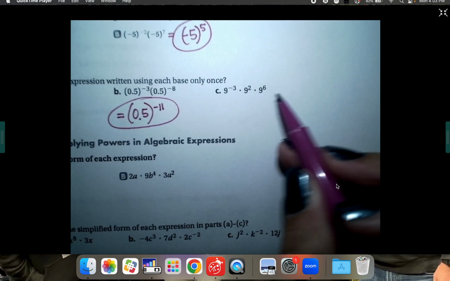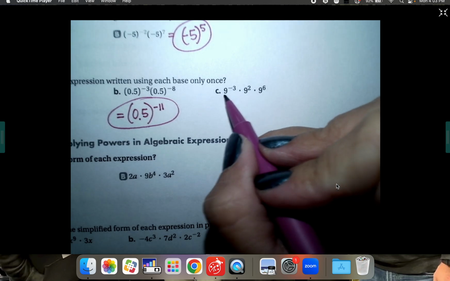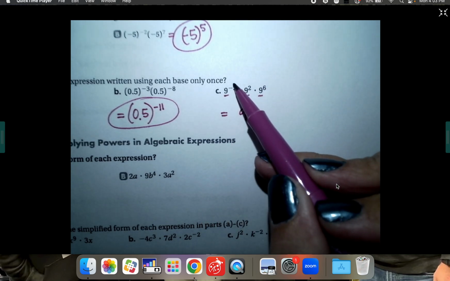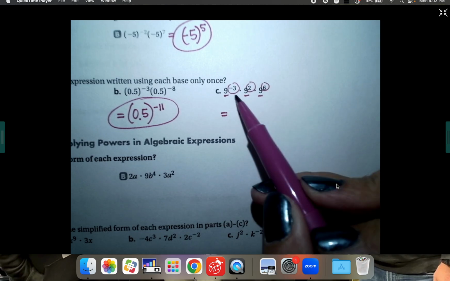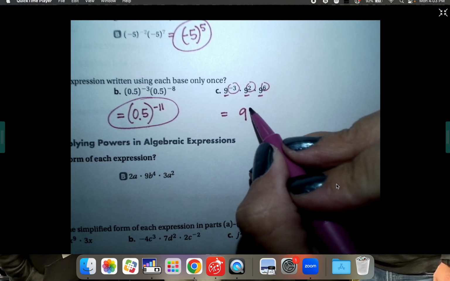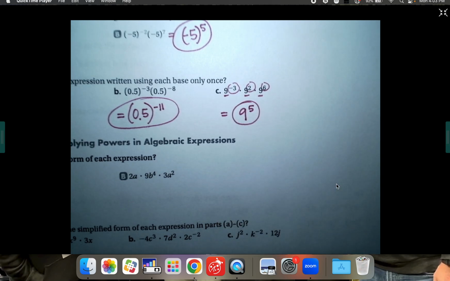Okay, and then all 3 of these are the same base. We've got a 9 and a 9 and a 9, so that means my answer is going to be 9, and I can add all of the exponents. Negative 3 plus 2 is negative 1, plus 6 is positive 5. 9 to the 5th power.